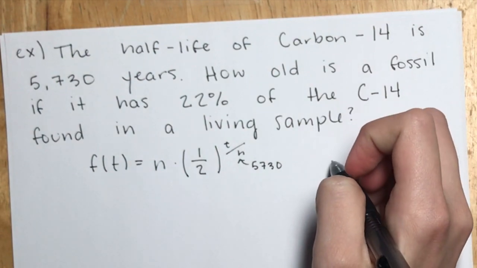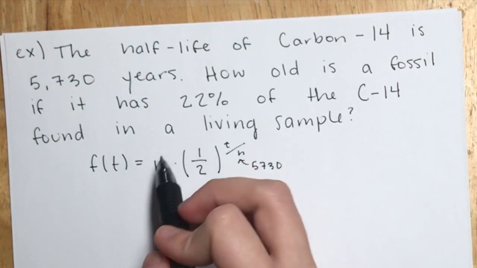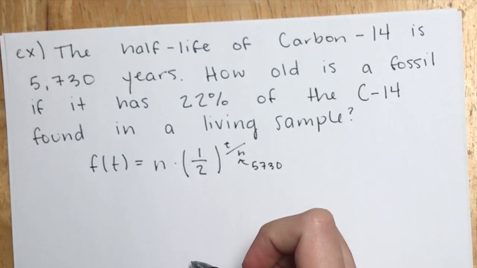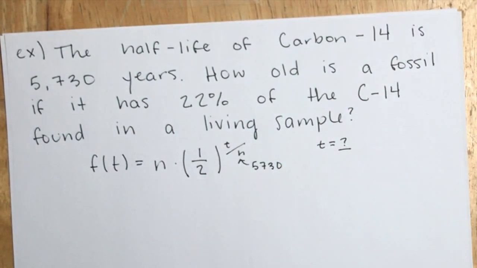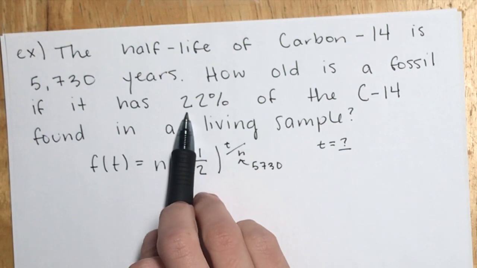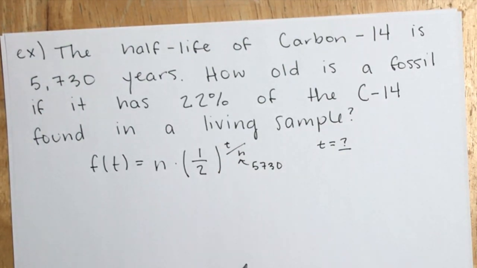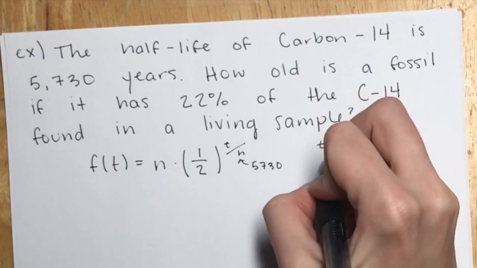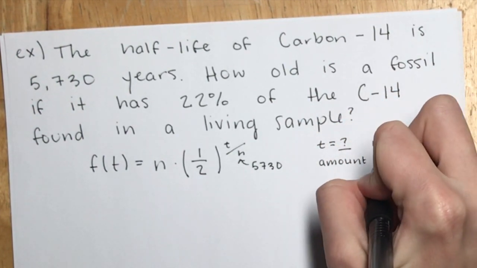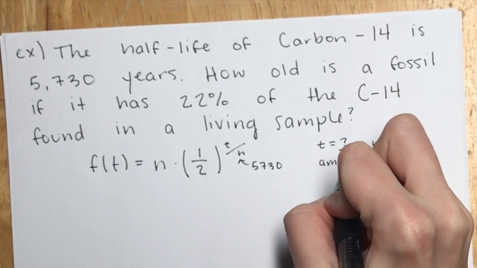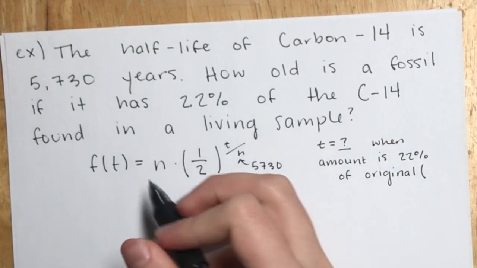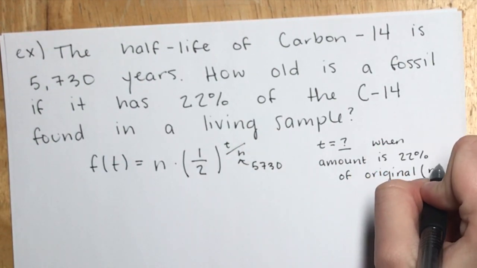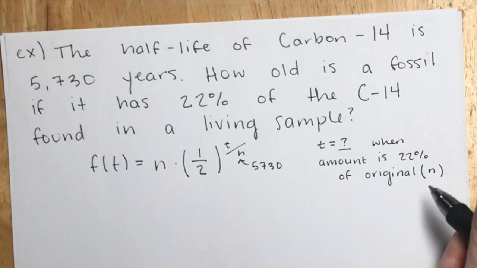So what are we looking for? We're looking for how old. So how many years have gone by since we had our initial amount? So t equals what, right? We're talking about when, how old. When what is the case? So we want to know when we have 22% of what we had originally. What is the original amount? Well, we don't know, but we know for now that it's n. What's another way of writing this mathematically?